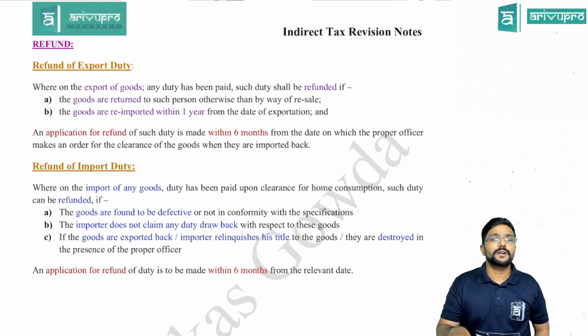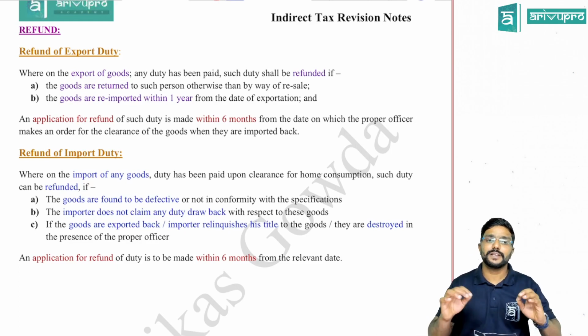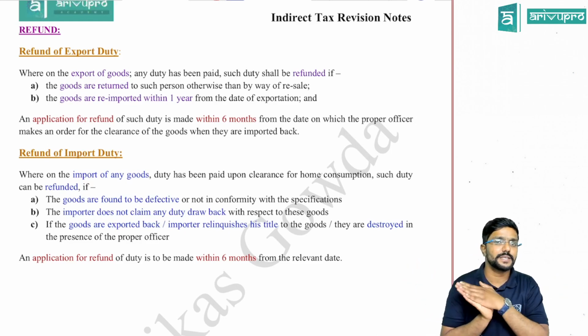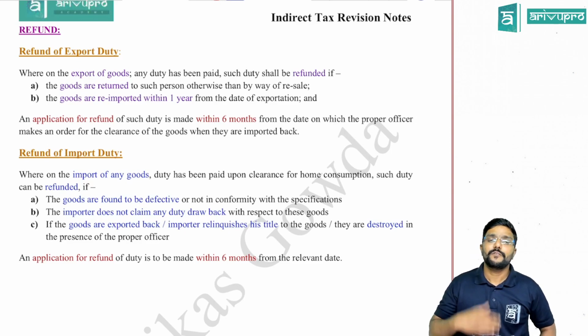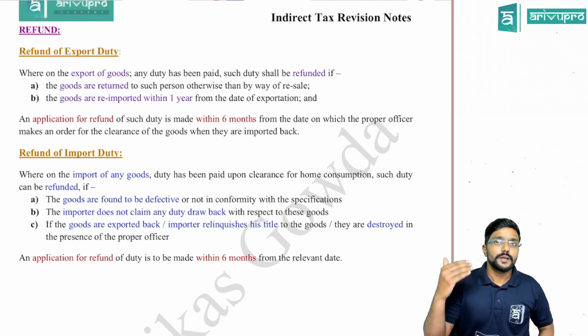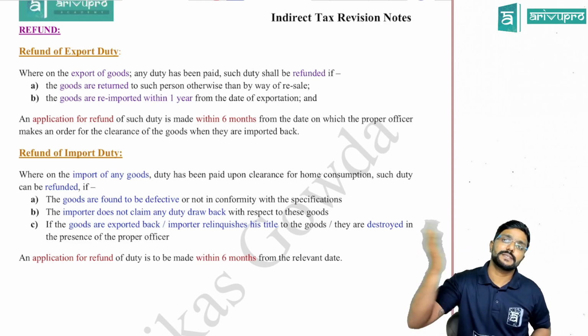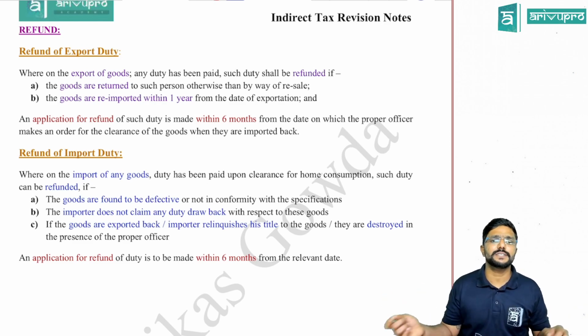Then coming to refund: duty drawback is different, refund is different under customs. Both import duty and export duty can be claimed as refund. First, refund of export duty: when the exporter exported the goods and paid export duty, and the goods he exported are coming back, that is nothing but sales returns in that case.